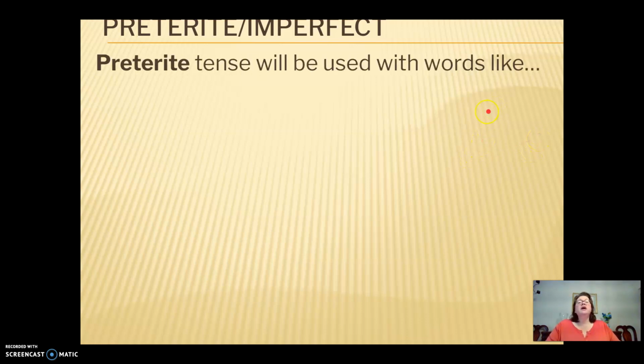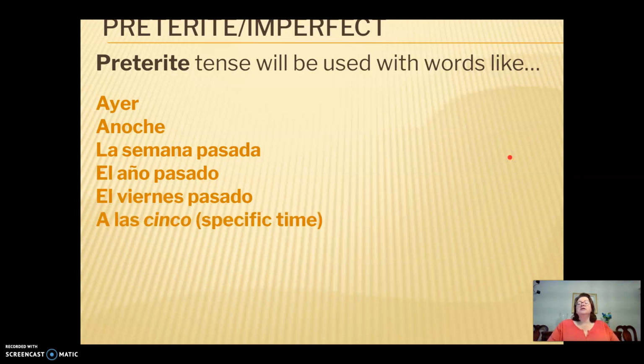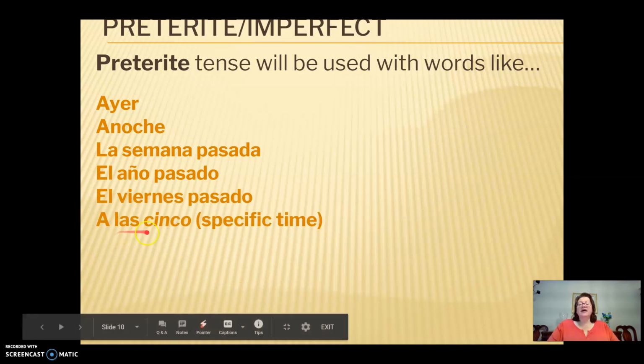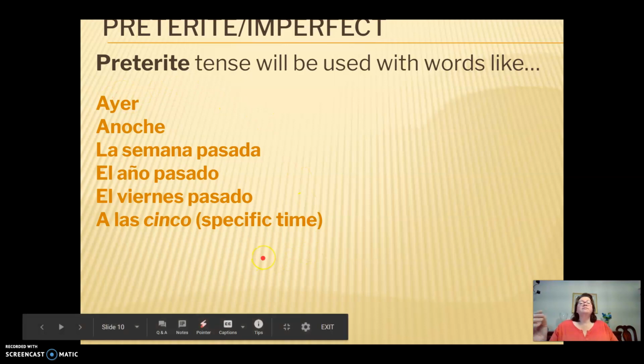So how do we know the difference between the preterite and the imperfect? Again, both of these are past tenses. The preterite tense is going to use words like ayer, anoche, la semana pasada, el año pasado, el viernes pasado, a las 5, a specific time. I can have any time here, a la una, a las dos, a las tres. And these trigger something that happened in the past and it's done.